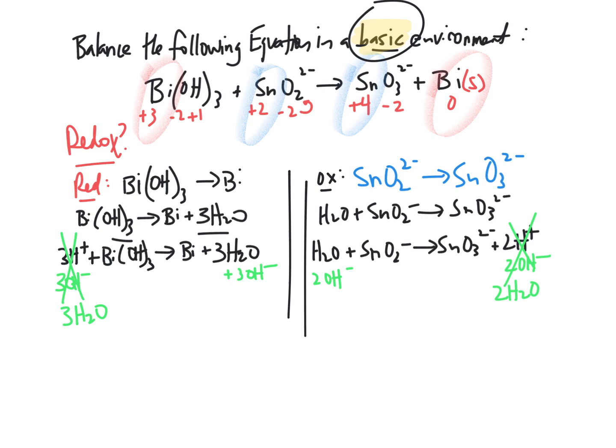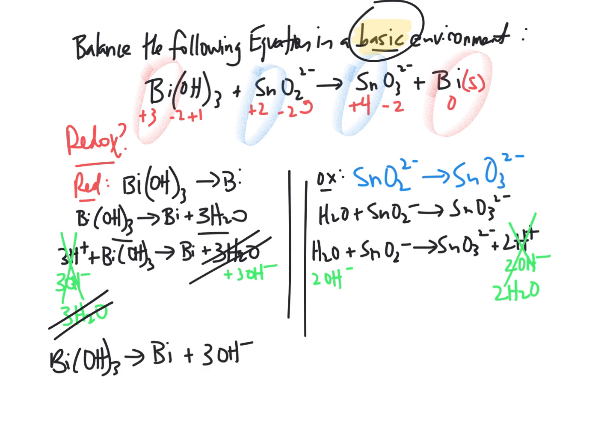The other thing is that if you look at this, on the redox half, those 3 waters are going to cancel with those 3 waters. So now we've got just like this: bismuth hydroxide goes to bismuth plus 3OH minus. And baked into that, the hydroxide should balance. The hydrogen should balance and the oxygen should balance, and you can see that that's the case for that reduction half.